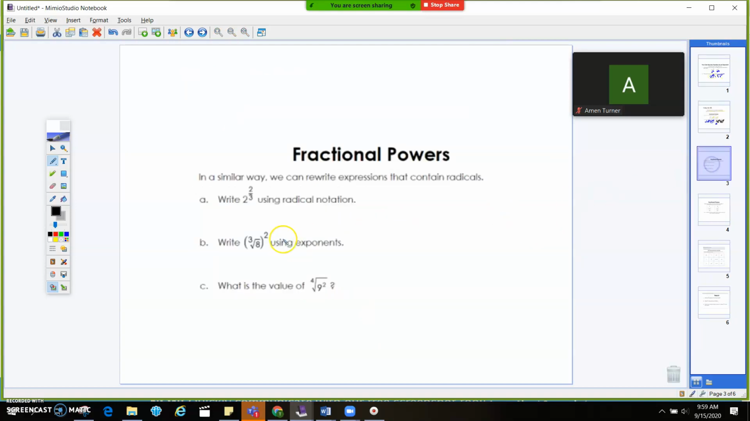All right. So in a similar way, we can rewrite the expressions that contain radicals. So we're going to write this using radical notation. Now, what I always like to do is break it down just like what we had a second ago. We've got 2 to the 2nd power. Well, I learned from yesterday that if we have anything raised to the 1/3 power, it's going to be in that radical form. We're going to put a little 3 in this little cubby hole. And then we've got 2 to the 2nd power.